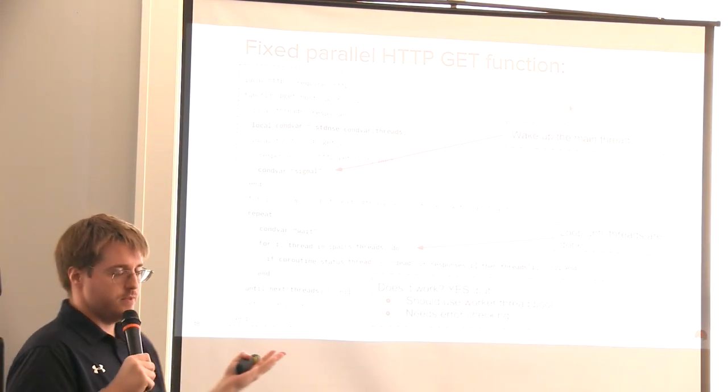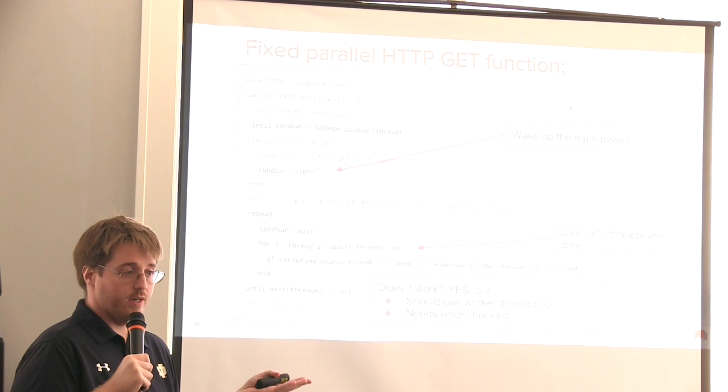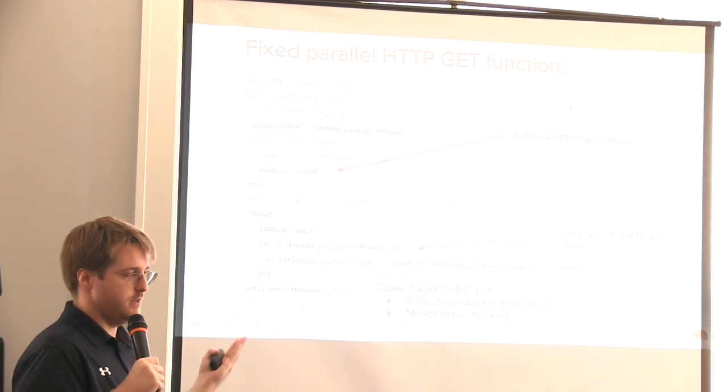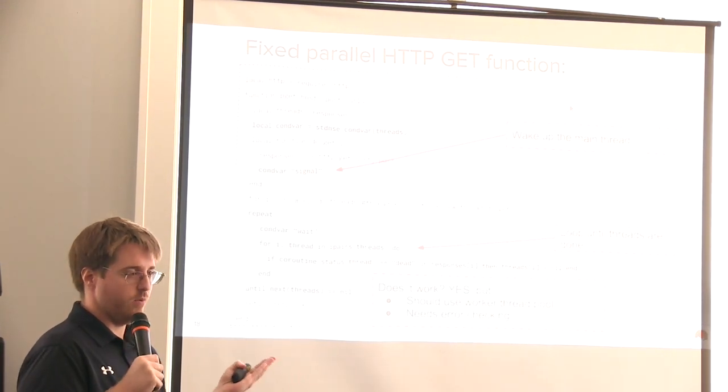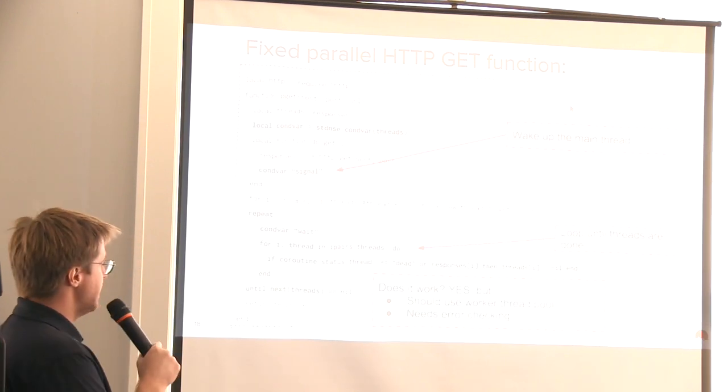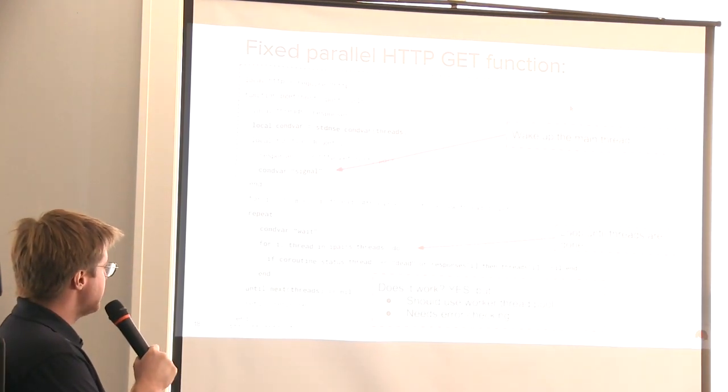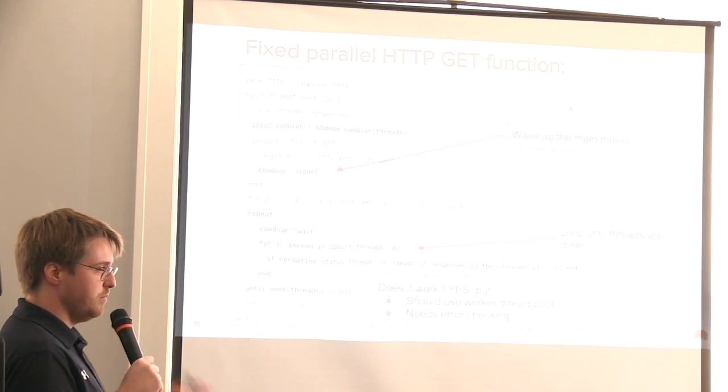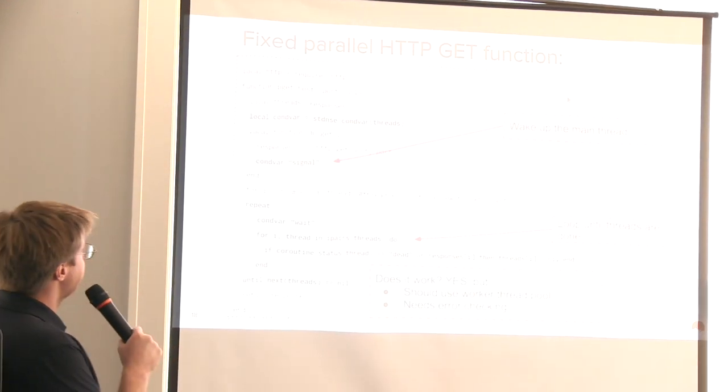Of course, something to improve about this is you probably want to use a worker pool. You don't want to just, you know, if I have a million URLs I'm going to get, I don't want to create a million coroutines. That's kind of silly. And then also there needs to be some more error checking, but exercise for the reader and all that.